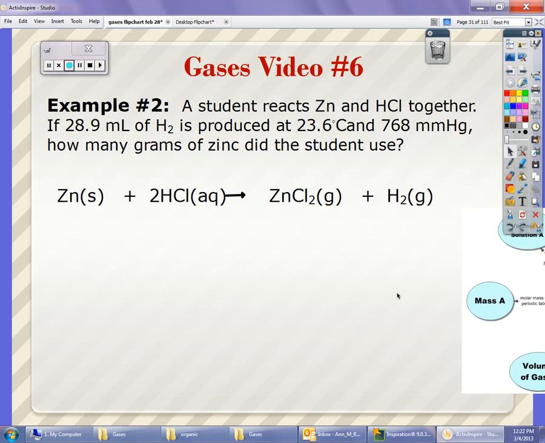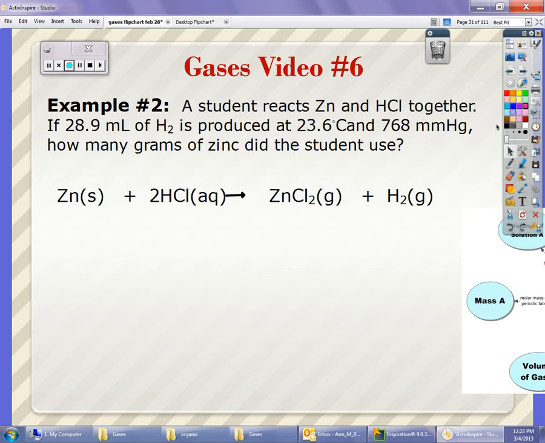Okay, on this problem, a good best practice is for you to stop the video, try it on your own, and make sure you're correct. We're going to go ahead and get started. A student reacts zinc and HCl together. If 28.9 milliliters of H2 is produced at 23.6 degrees Celsius and 768 millimeters of mercury, how many grams of zinc did the student use?